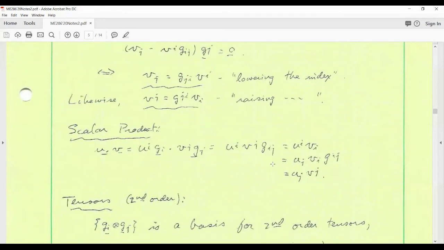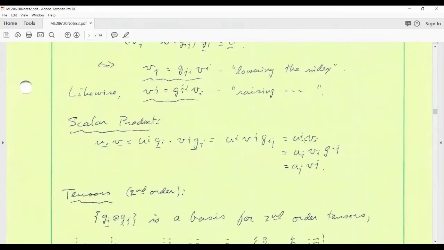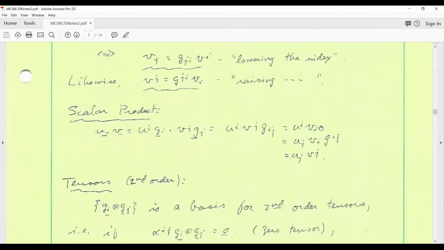Another equivalent way to write that is by noticing, let's do the sum on j first. Put a parenthesis around v super j and g sub ij. If you sum on j, you simply get v sub i, and then perform the sum on i. Okay, so that's another way to write the dot product in terms of the components.